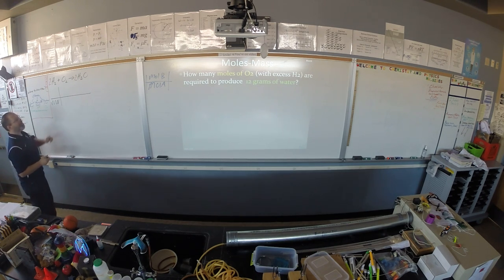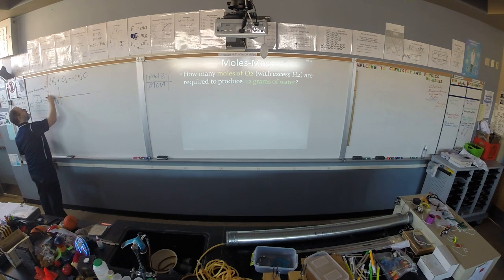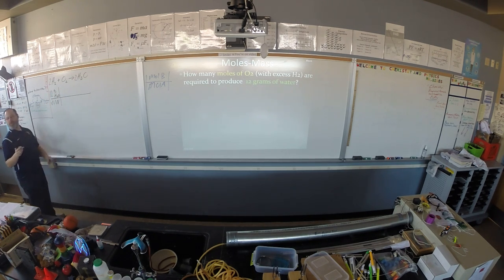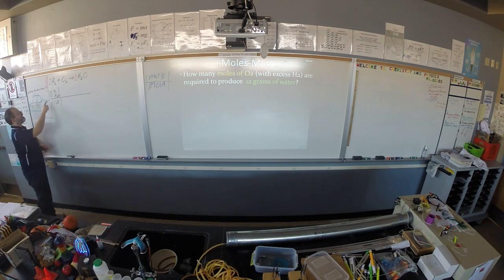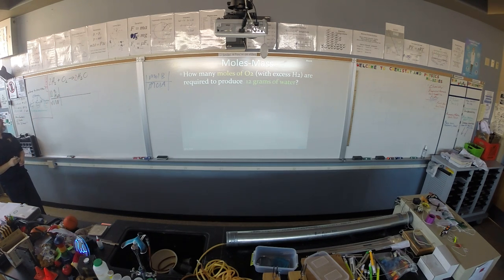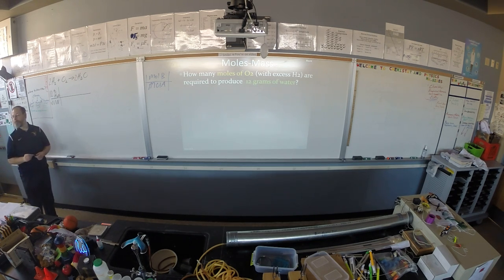But what we can start with, what should I put right here? What's my starting value? 12 grams of water. How many things go in each box? 3. Three things in each box: a number, a unit, and a label. Cool, so we're off to a good start. What's my next step?